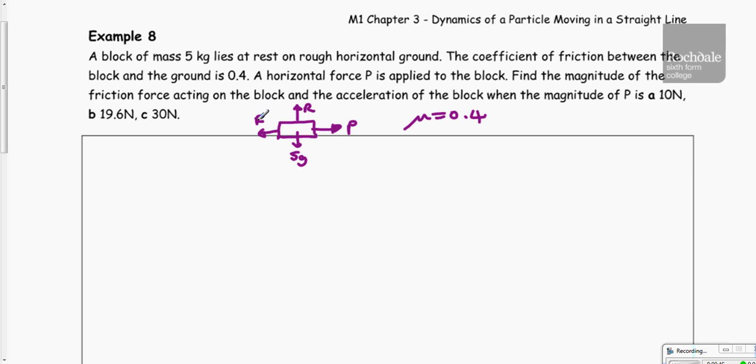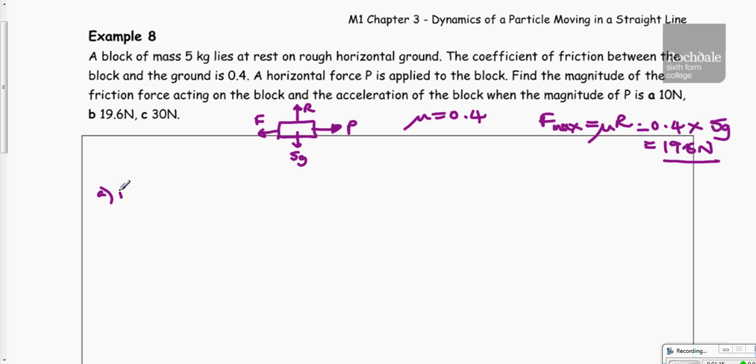We need to know the size of this frictional force, and we know that that will have its maximum value at mu R. Looking vertically, we can see that R is equal to 5g because there's no motion vertically, and so we'll have 0.4 multiplied by 5g, and if we work that out, that works out to be 19.6 newtons. So that is the maximum frictional force we could have.